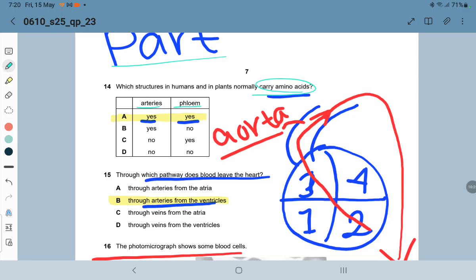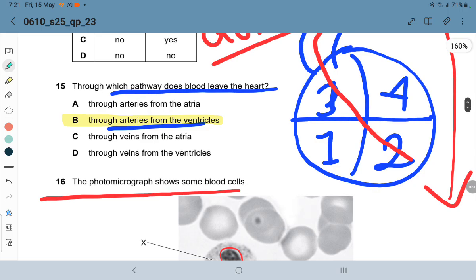Because xylem only transports water and mineral ions, and it is a common mistake where students think this part. They think that the xylem transports amino acid, which is not correct, because the xylem only transports water and mineral ions. Also in here, why arteries? Because arteries are the ones which deliver the blood to the stomach, to the muscle fibers, tissue, and so on.